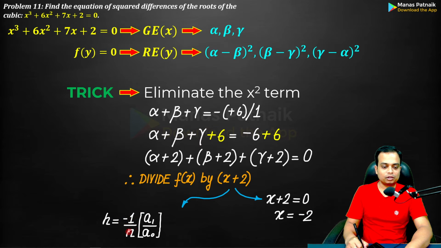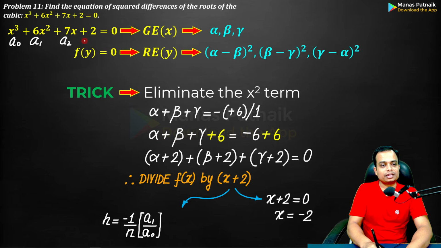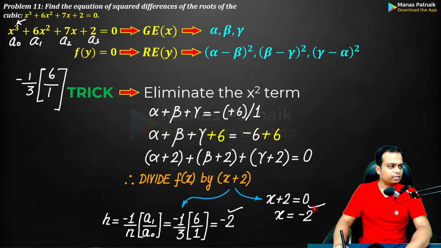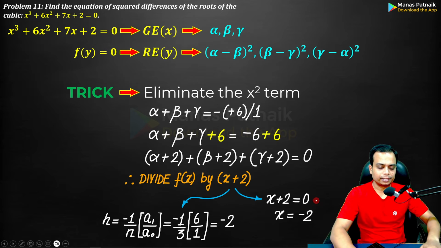H is equal to -1 over n, A1 by A0. And by the way, this is A0, this 6 is A1, this 7 is A2, and that's A3. So if you apply this formula, -1 over n, n is the degree which happens to be 3, A1 is 6, and divided by A0 which is 1. If you plug in all of these values, what you get is -2. So this is one way of approaching it.